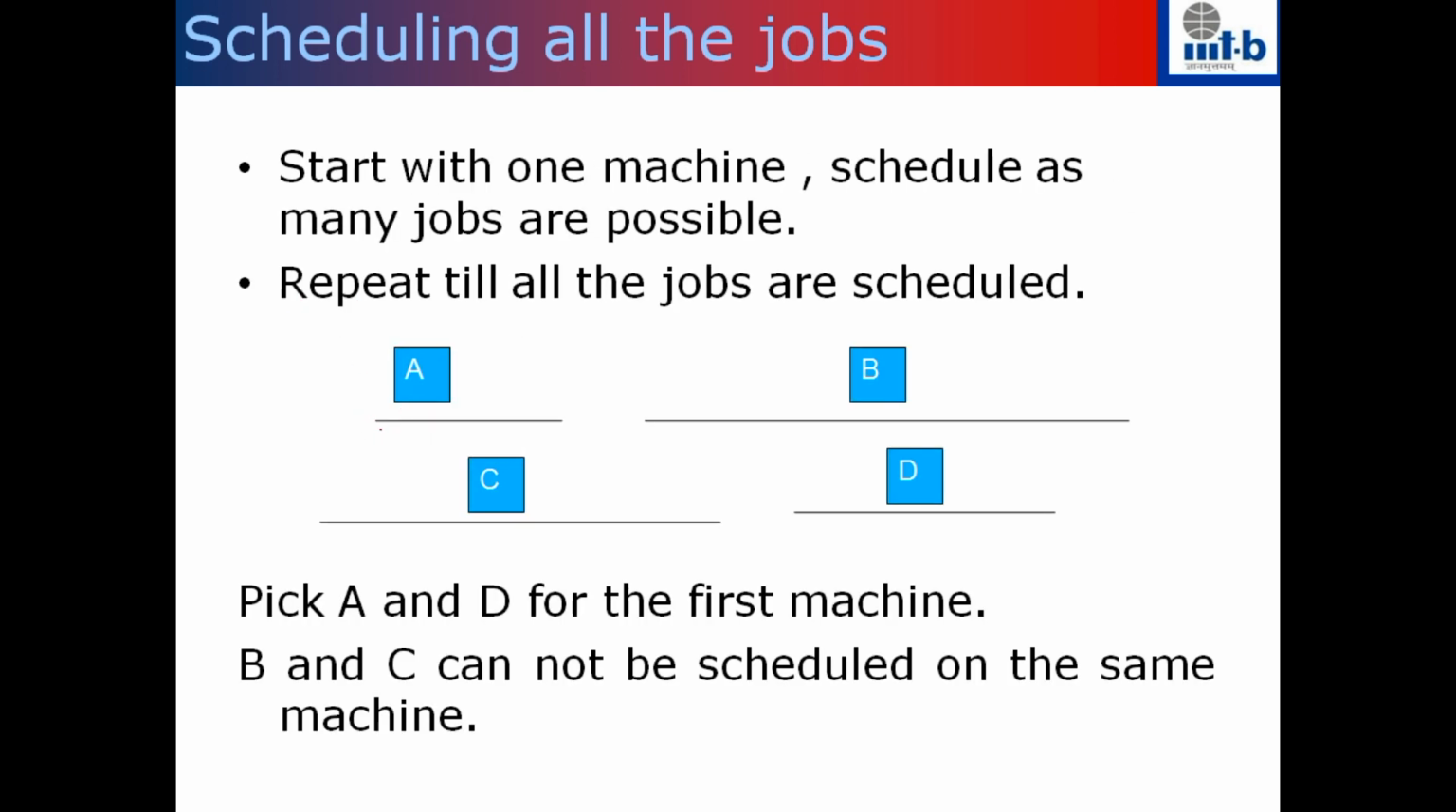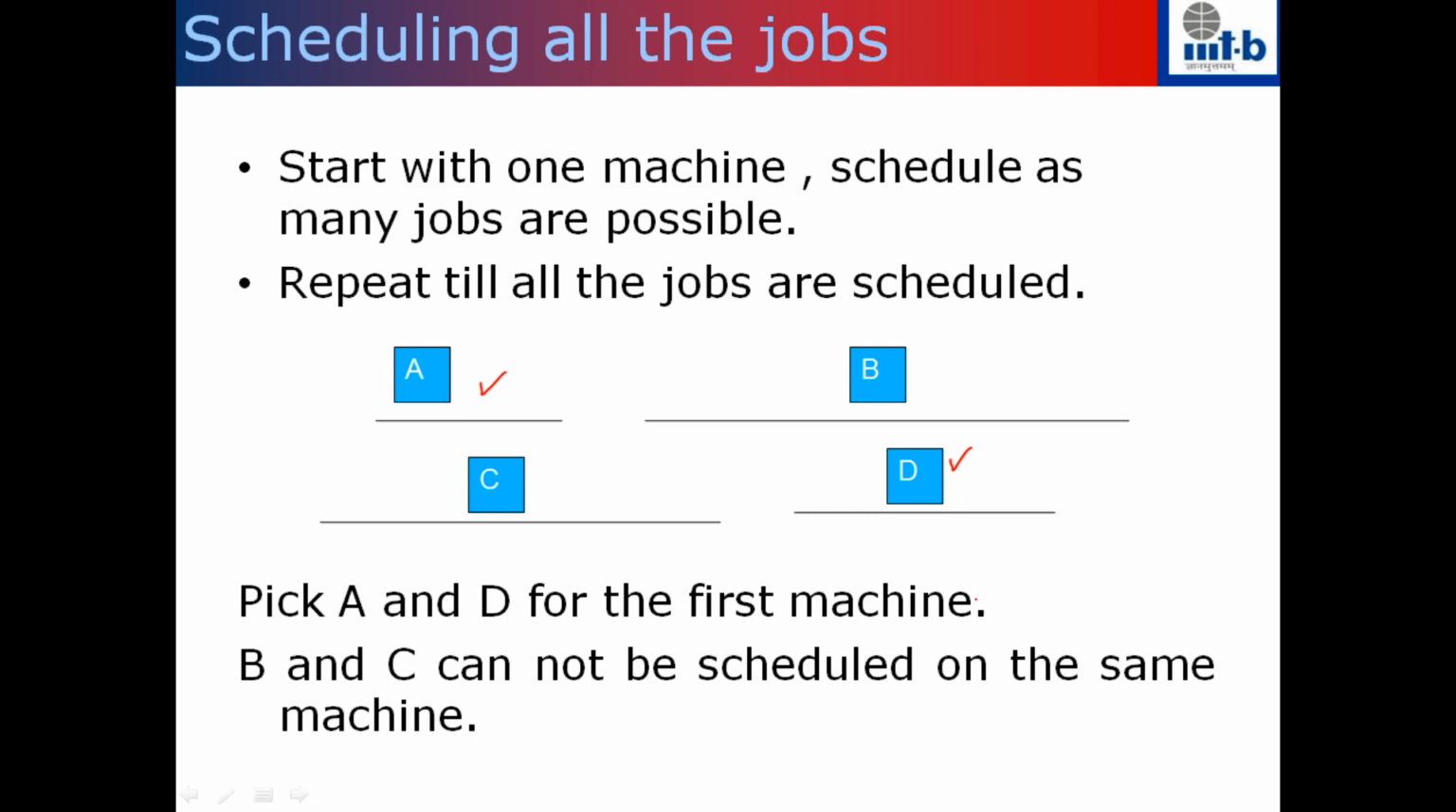You have a job A which starts here and ends here. You have a job B which starts here and ends here. We have a job C which starts here and ends here, and we have a job D which starts here and ends here. If I apply the previous algorithm to find the jobs to schedule on one machine, the first job I'm going to pick is A, because this is the one that finishes first. Once I pick A, C is out because there is a conflict with it. Then you have B and D, but this algorithm will pick the one which finishes first. The job that finishes first will be the one which is D.